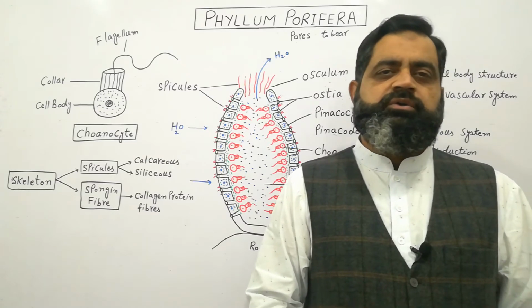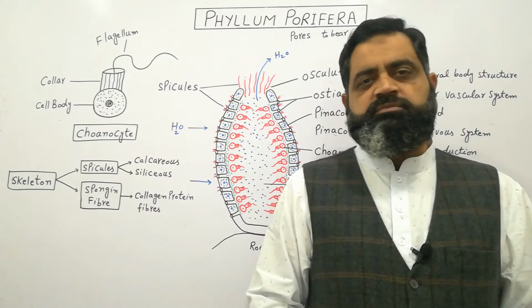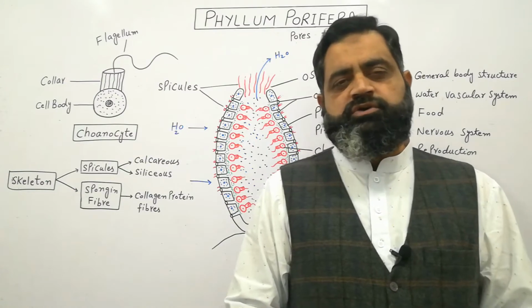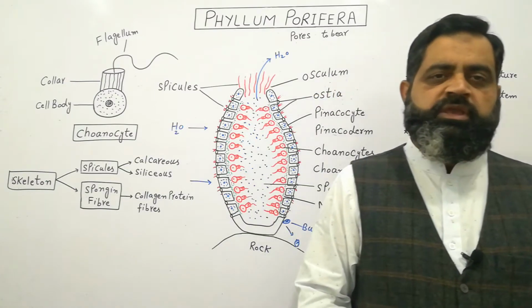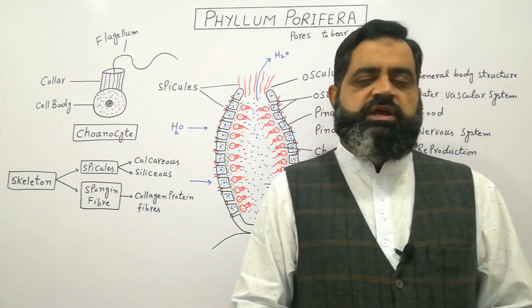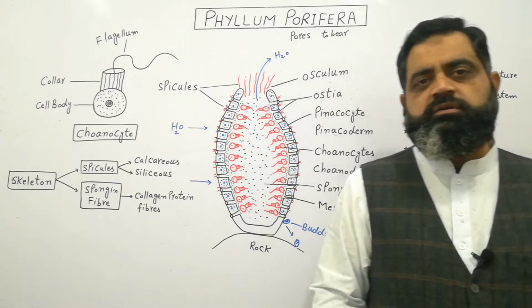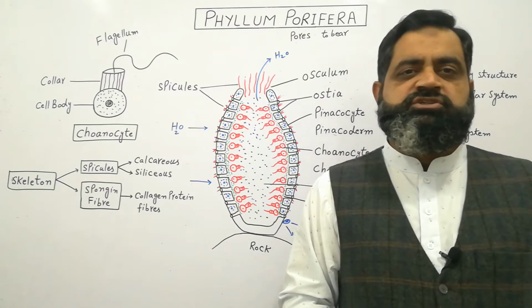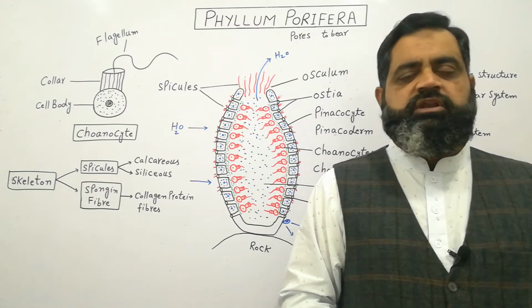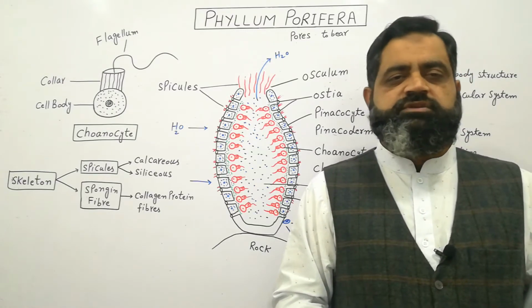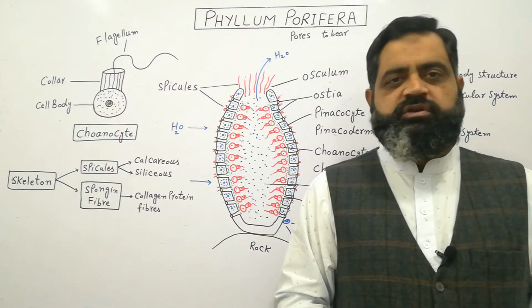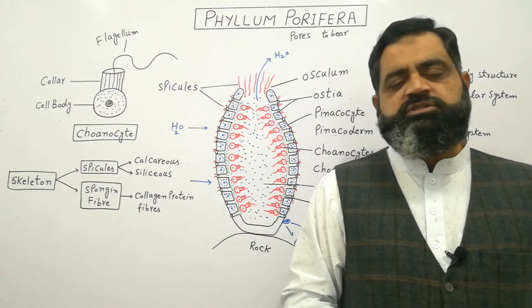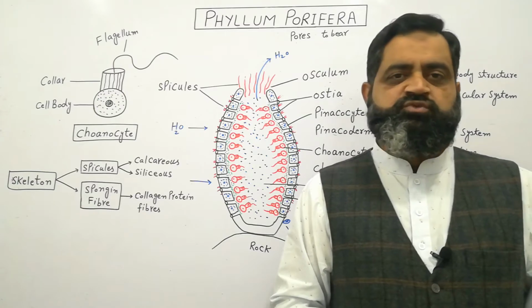Today we are going to discuss structure and some important functions of phylum Porifera. As the name indicates, phylum Porifera means pore-bearing: "pore" means pores and "fera" means to bear. Such animals which contain pores on their general body surface are known as poriferans. They are also known as sponges. They belong to a group known as Parazoa.